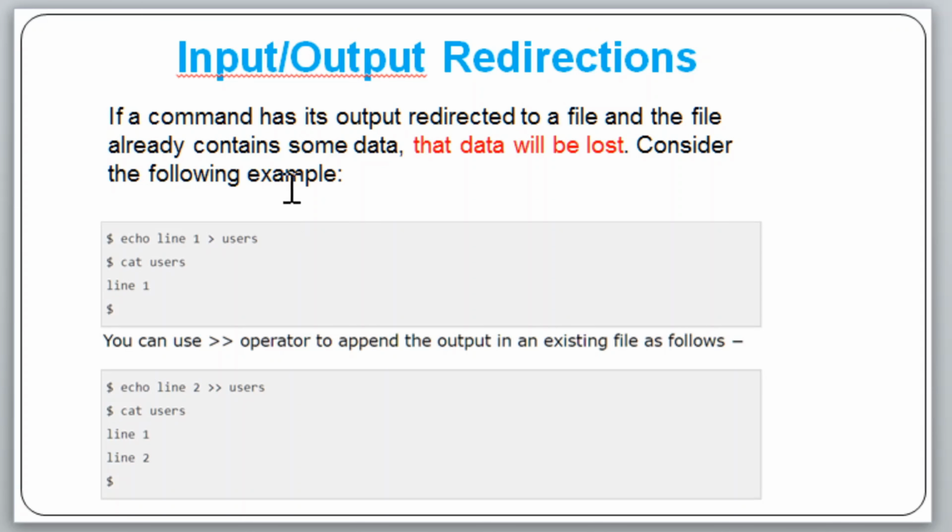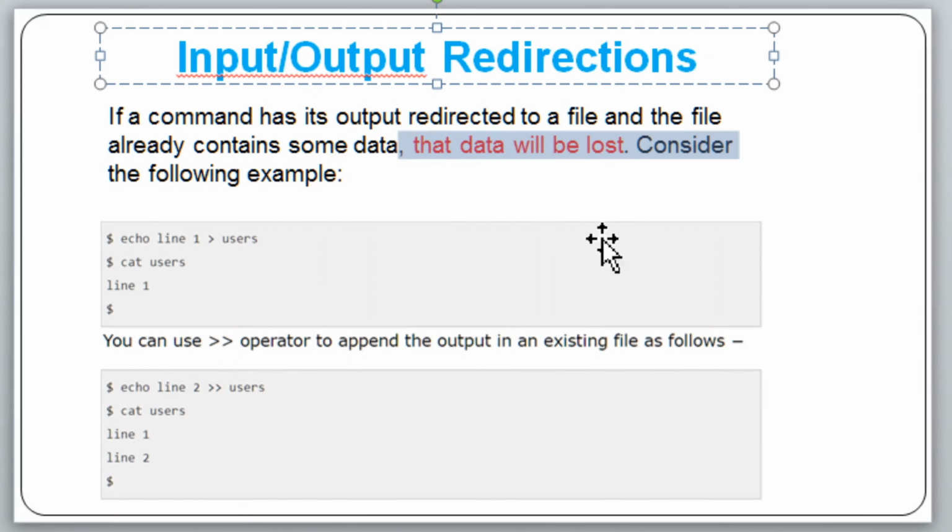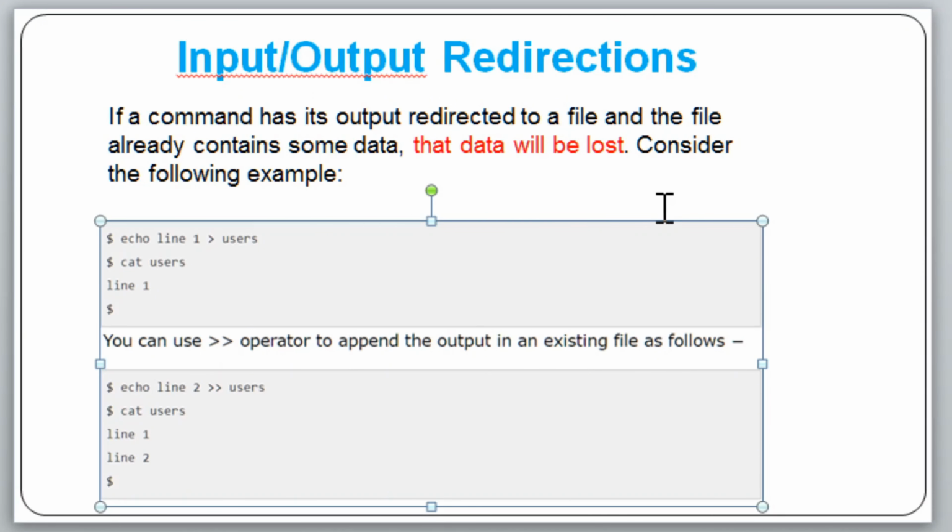If a command has its output redirected to a file and the file already contains some data, that data will be lost, okay guys? So that's important. Keep in mind when you redirect something to a file, if there's info already in that file, it's going to be deleted and replaced with what you're redirecting, okay? So let's look at the first example here. So we say echo line 1 into users, and then when we cat users, we'll see that it says line 1, okay? If anything else was in that file, it would actually be deleted, okay?